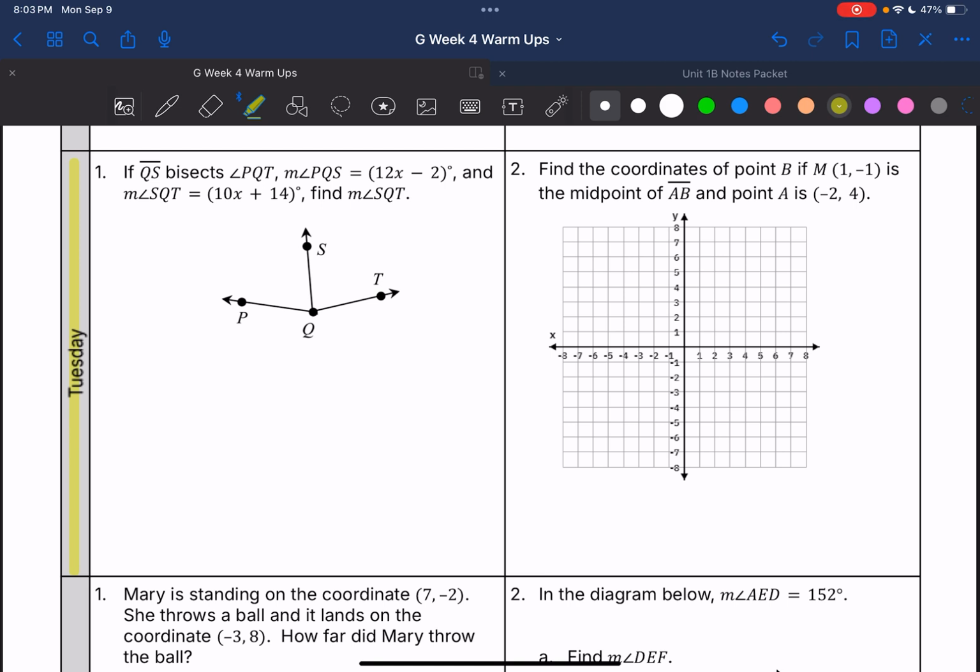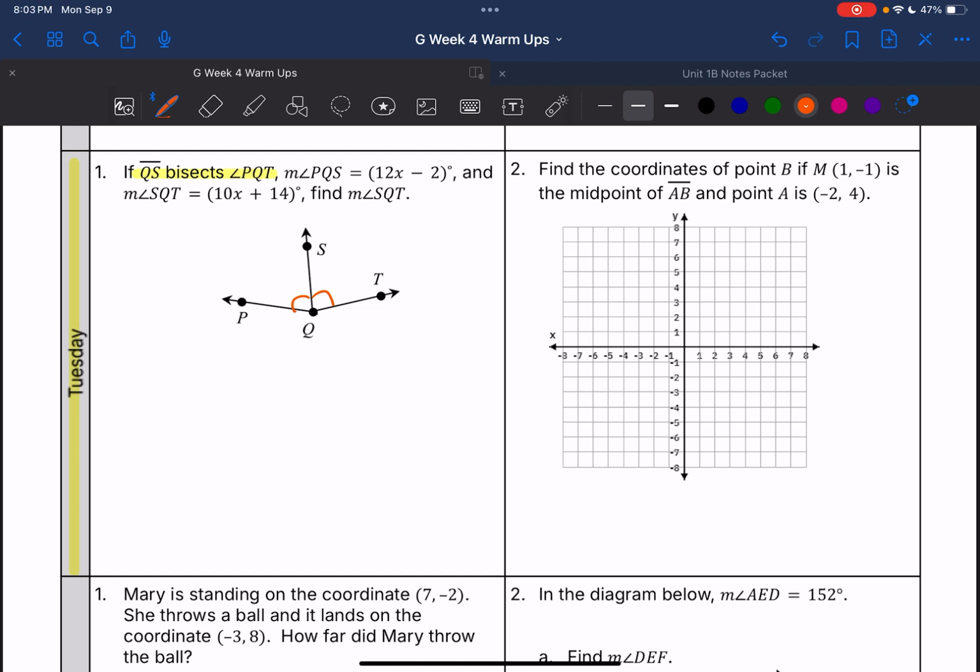First one says, if QS bisects the angle PQT, so here's PQT, and QS is a bisector, that means that it's cutting it exactly in half. So the left side is equal to the right side. So those round things mean that they're equal.